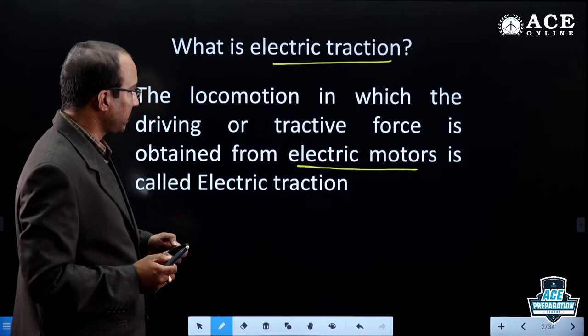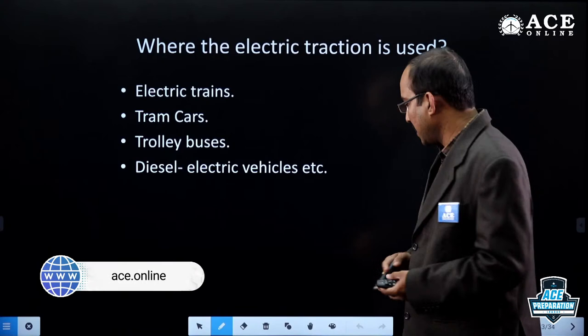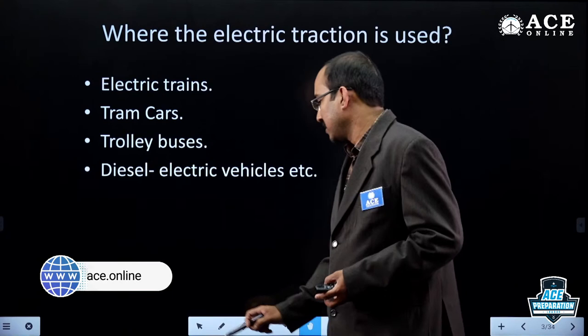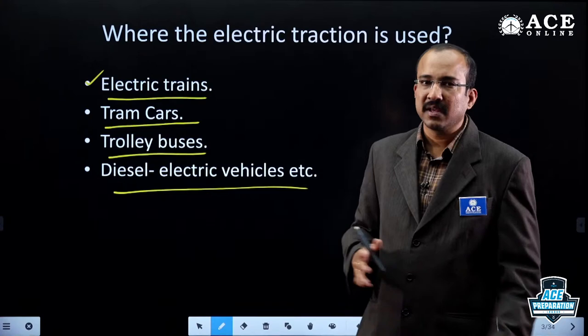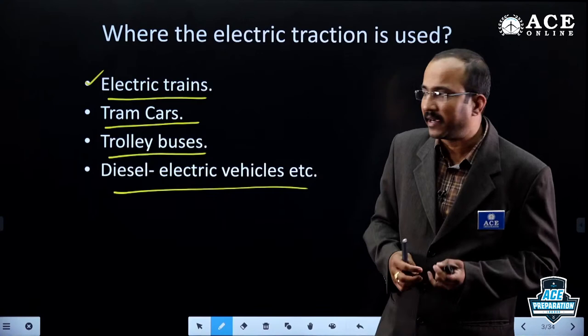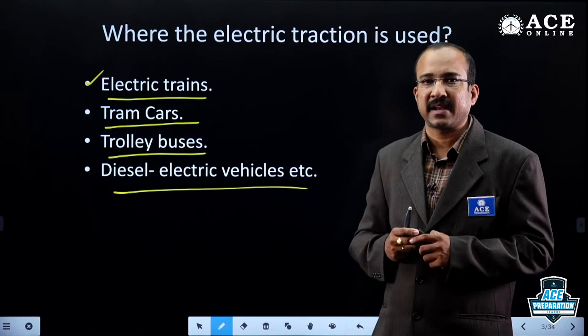So, where is this electric traction used? I think all of us have observed this. We can use electric traction in electric trains, tram cars, trolley buses, and diesel electric vehicles also. This is the application of electric traction. We can use it in trains, which we generally travel in in most cases. Tram cars, trolley buses, and diesel electric vehicles also use this electric traction.